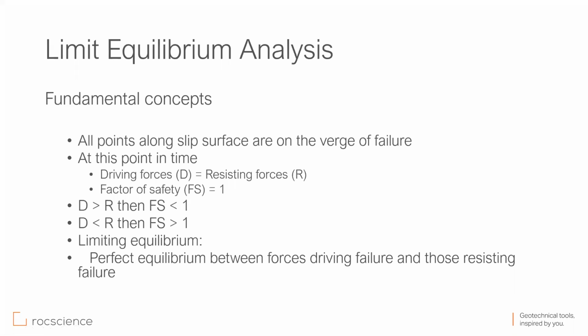So there are some basic fundamental concepts in the limit equilibrium analysis. Some of these assumptions are basically, when we assume a theoretical slip surface, we assume that all points along this slip surface are on the verge of failure, which means that driving forces are equal to resisting forces. For example, driving forces can be the weight of the material above the slip surface, any live load, dead load that you have above your slope. And resisting forces can be like shear strengths of the material. In general, if the driving forces are greater than the resisting forces, the slope is unstable, or factor of safety is less than 1. And if the driving forces are less than resisting forces, factor of safety is going to be greater than 1. So basically, the ratio of the resisting forces divided by the driving forces is going to be the factor of safety.